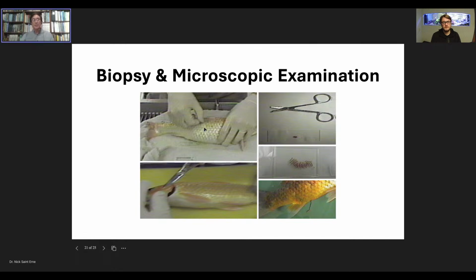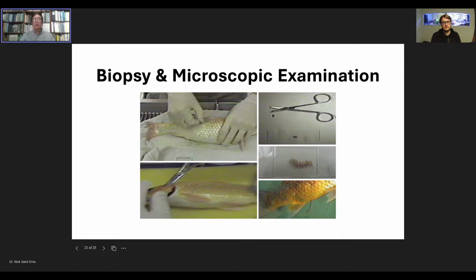So here's taking a skin scrape. This is a gill biopsy. You can also take biopsies from the fins. You're just using tiny, tiny scissors to take a little bit of the tips of the gills. We're not cutting the gills out. We're just taking samples of the tip. So on this slide, these are the scissors I like to use.